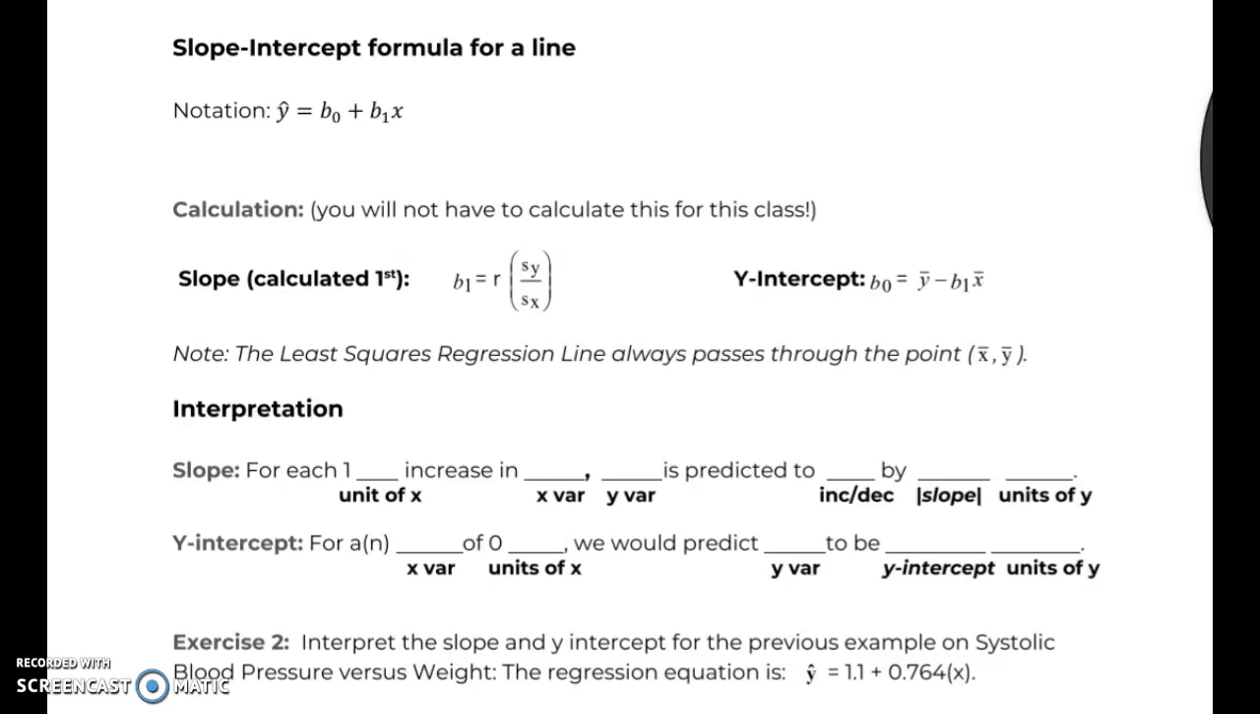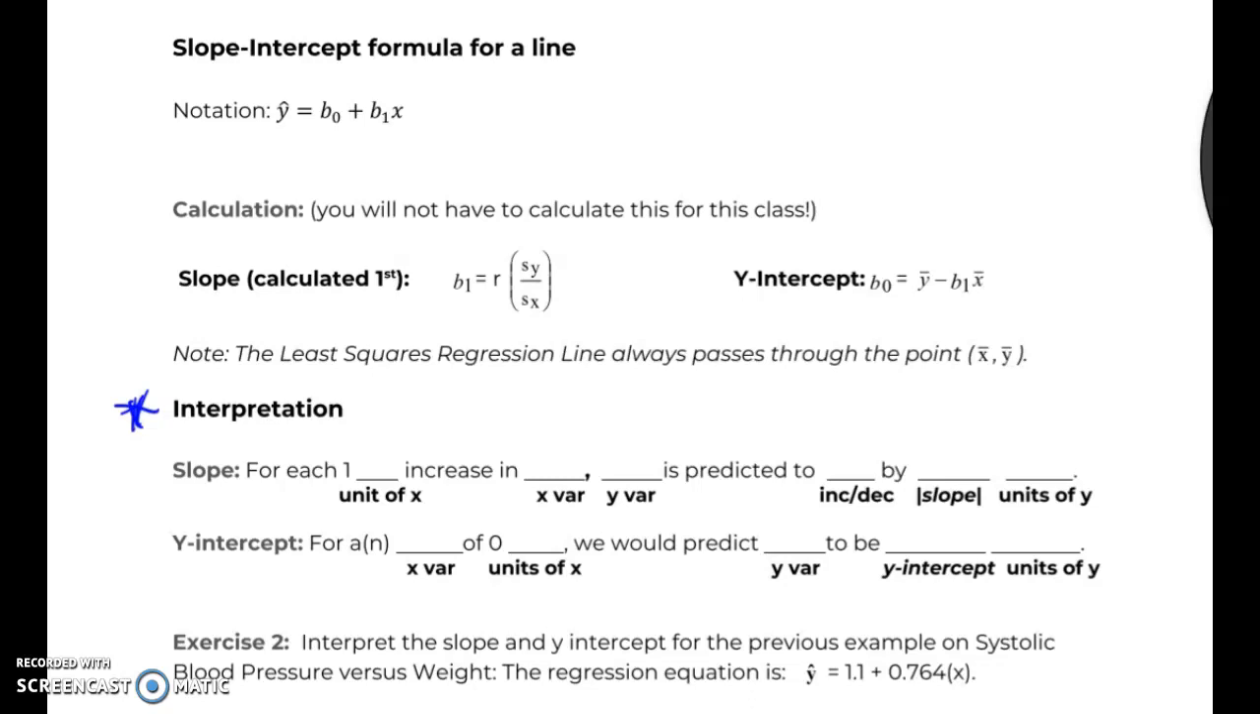Here are two things that are really important when interpreting the slope and the y-intercept of our regression equation. This is something I want you to highlight in your notes and put on your formula card. Above we have the formula for calculating the slope and the y-intercept. Again, your technology will do that for you, but know that the slope has to do with the correlation coefficient times the standard deviation of the y variable divided by the standard deviation of the x variable.